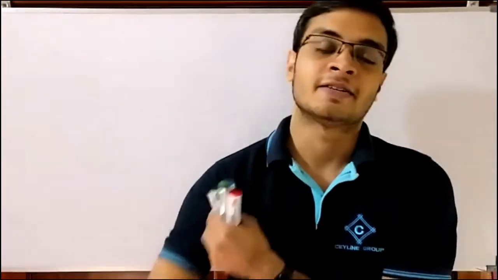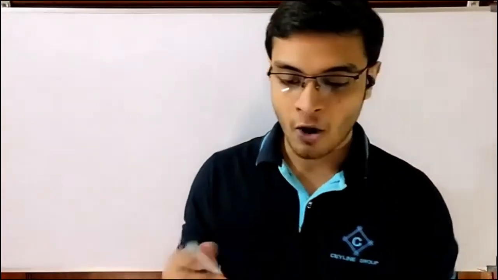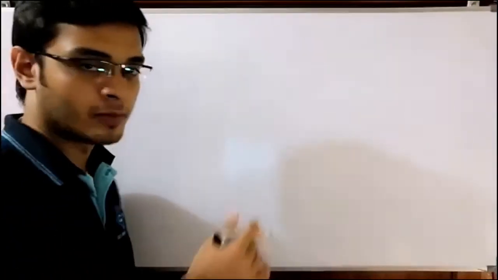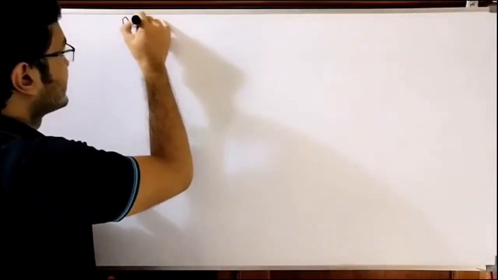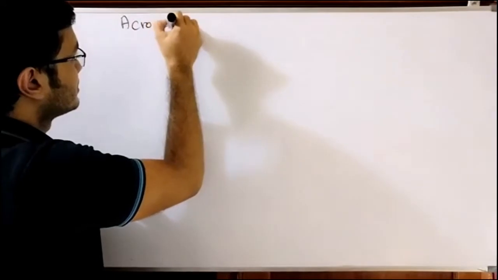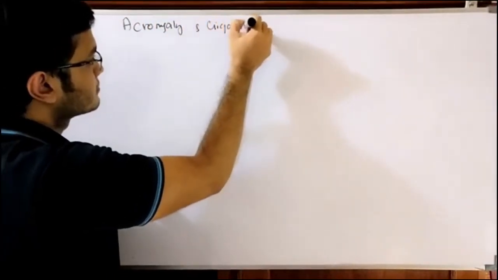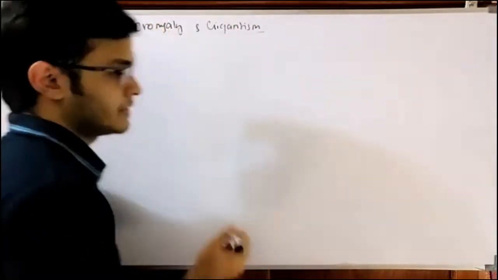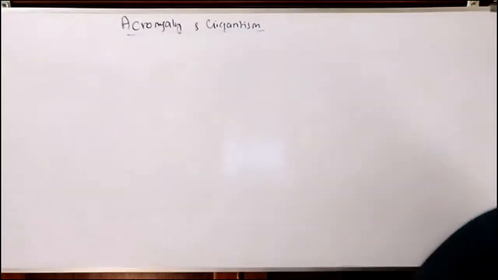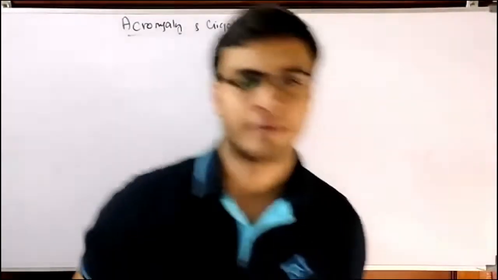Okay, guys. So we are done with the physiology. Now we'll go to the growth hormone disorders. We are mainly going to talk about what? Acromegaly and gigantism. Right? Acromegaly and gigantism.